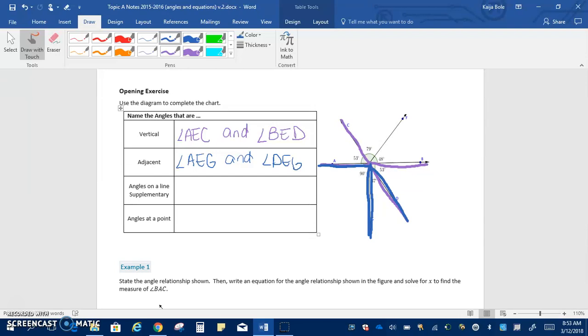Okay. Angles on a line are angles that are supplementary. That would be angles AEC, and then angles CEF, and then our last one would be angle FBE. So all of those that are on top here, these three, AEC, that's on a very straight line. All of those are our supplementary angles. And then angles at a point, those would just be all the angles.